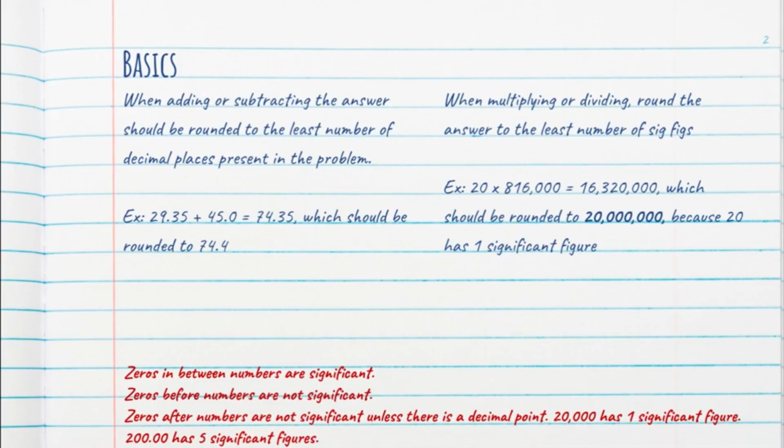Then, when multiplying or dividing, the answer should be rounded to the least number of significant figures. So 20 times 816,000 should be rounded to 20 million because 20 million only has one significant figure. And then other rules are that zeros in between numbers are significant. Zeros after the numbers are insignificant unless there's a decimal point, and then they are significant.